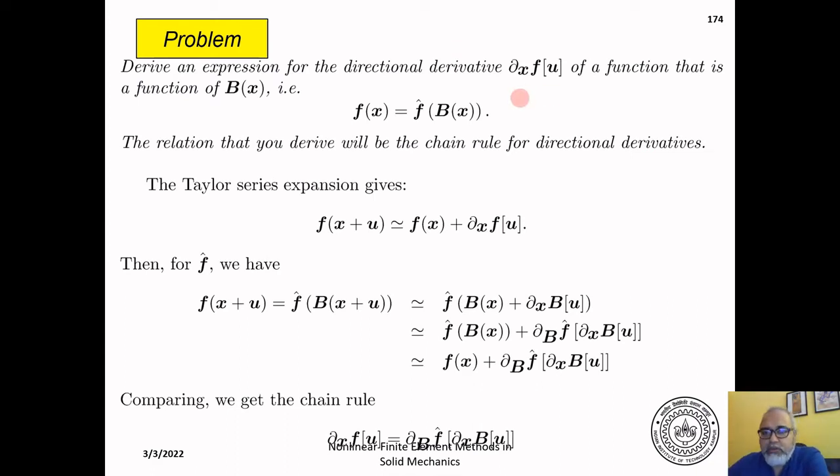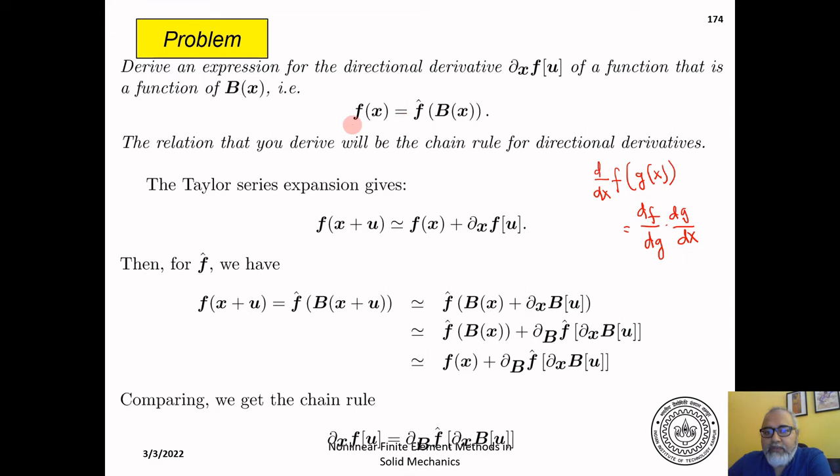So when we did high school derivatives, if we have a function f of g of x, so f is a function of g, which is a function of x, and we want to take d dx of f, what we do is use the chain rule. So we do df dg and then dg dx. So this is how we do the chain rule of derivatives. Now let us derive a similar result for directional derivatives. So, chain rule for directional derivatives.